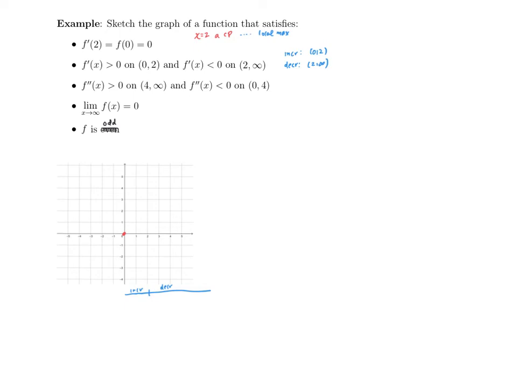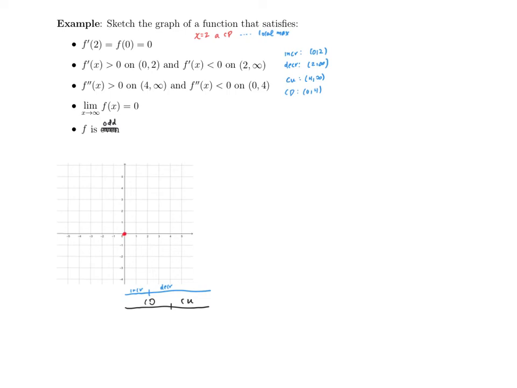Similarly, in terms of intervals of concavity, the second derivative is positive on 4 to infinity, which means it's concave up on that interval, and it's negative on 0 to 4, meaning it's concave down on that interval. So in terms of concavity, our graph is going to be concave up from 4 to infinity and concave down from 0 to 4. So we should now be able to put all of this information together.